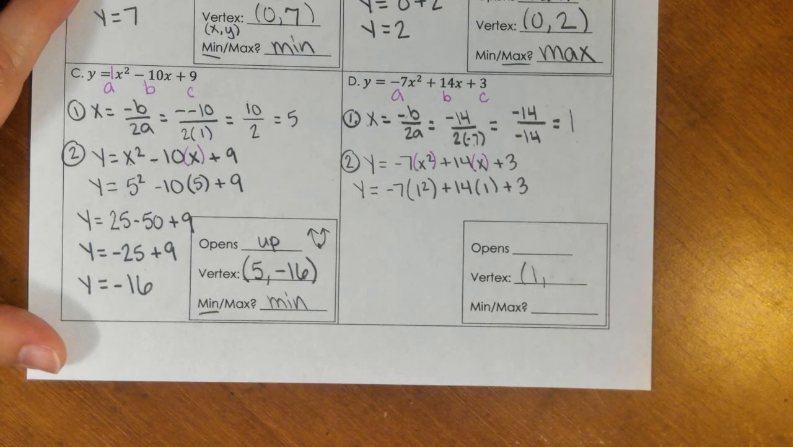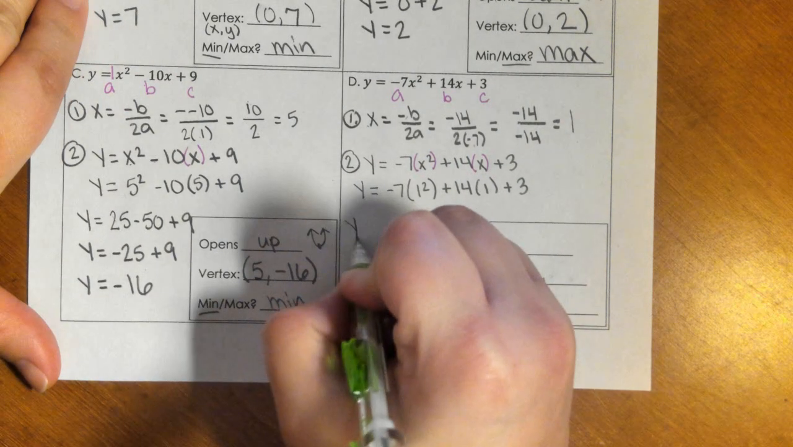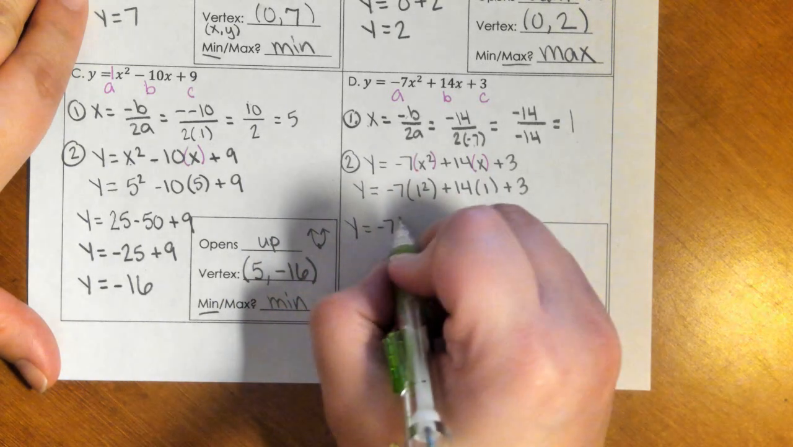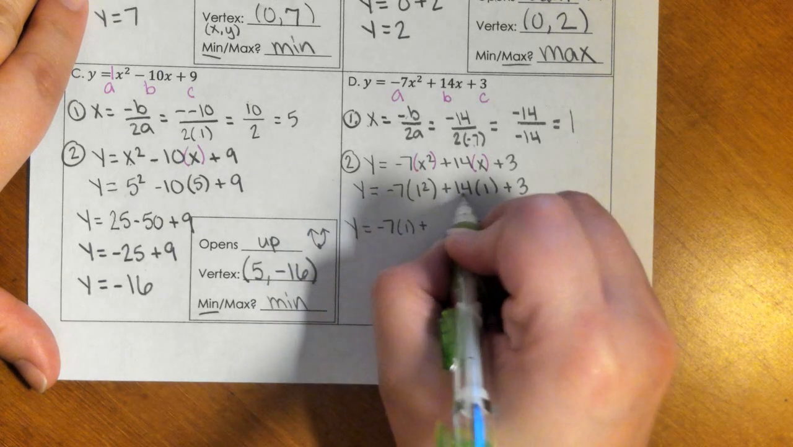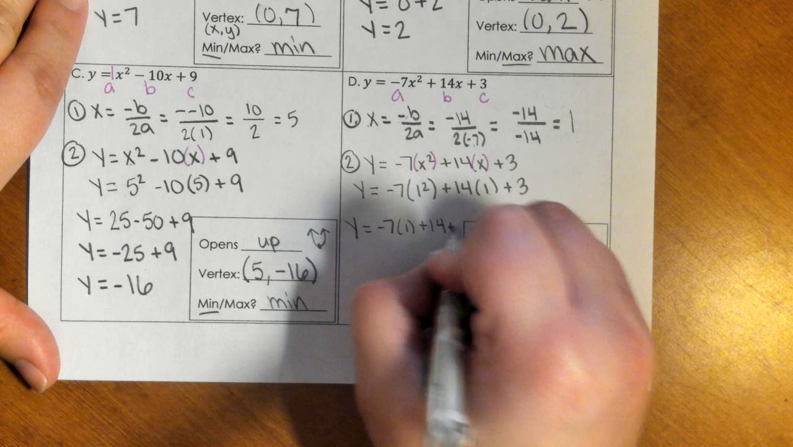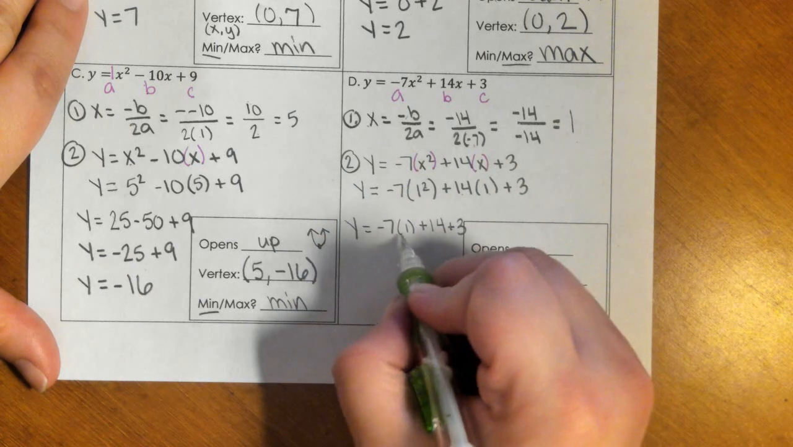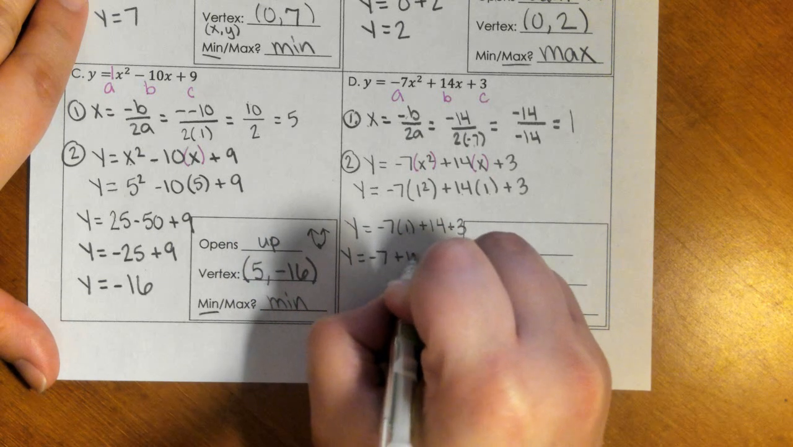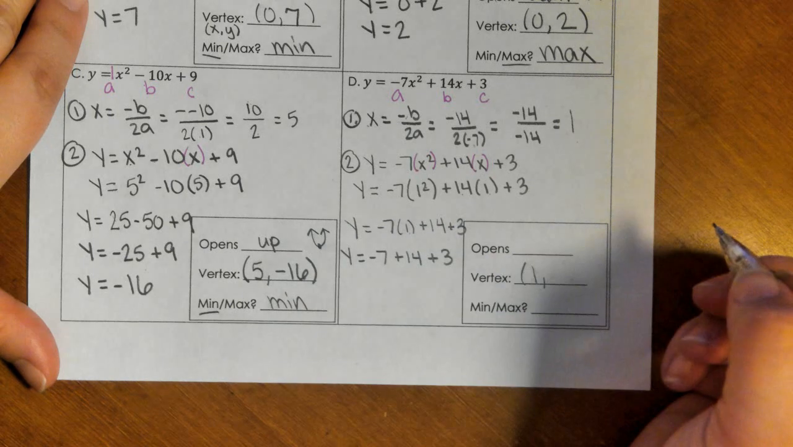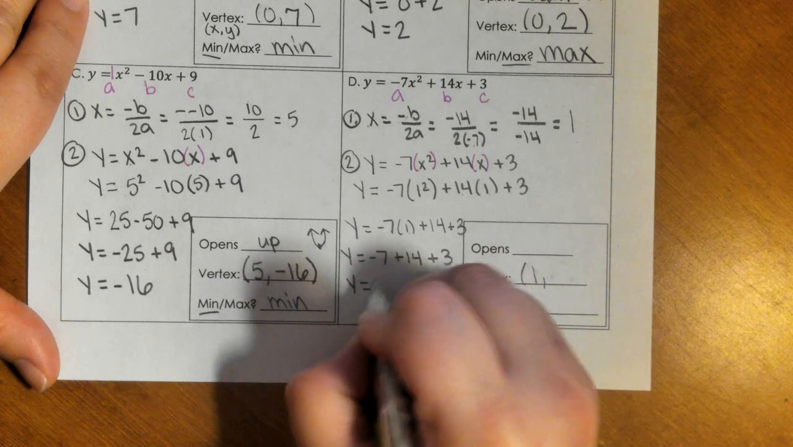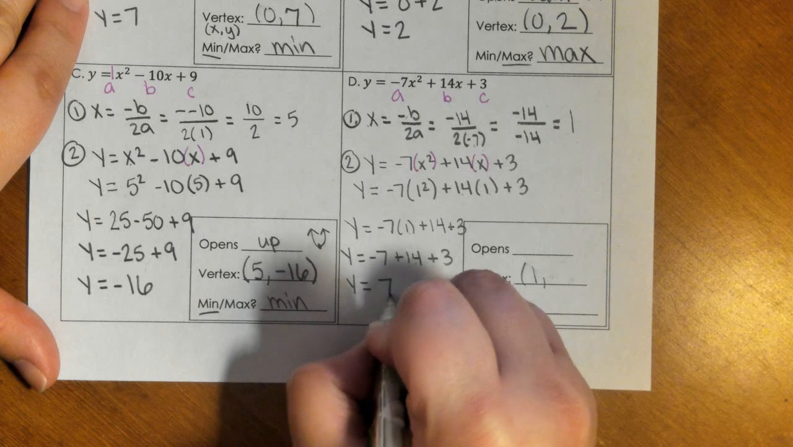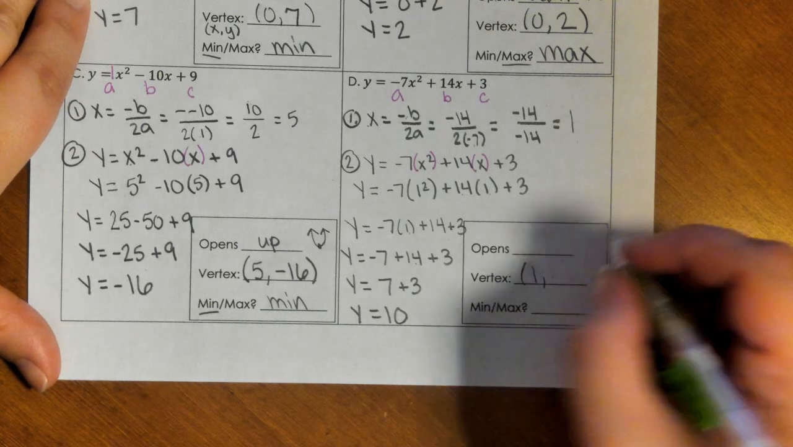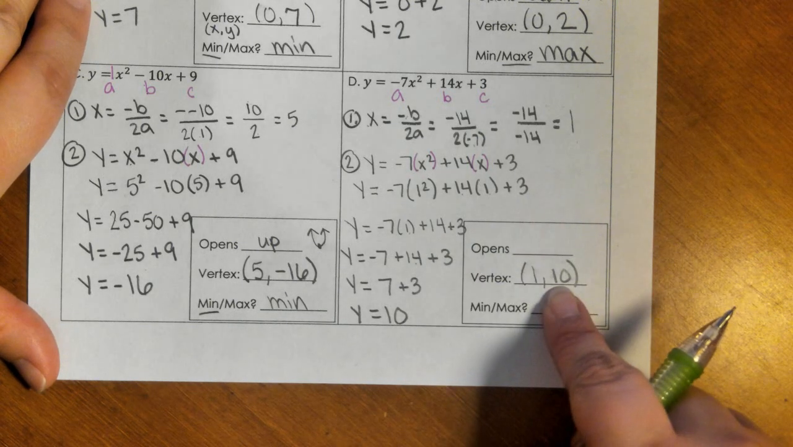So for this one, a few more steps. So negative 7 times 1 squared, that means 1 times 1 is 1. 14 times 1 is 14, and then I bring down that plus 3. Okay, negative 7 times 1 is negative 7, plus 14, plus 3. Negative 7 plus 14 is 7, plus 3 is 10. So that's my y coordinate.